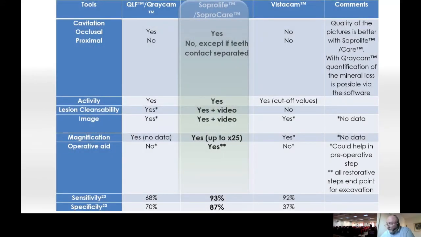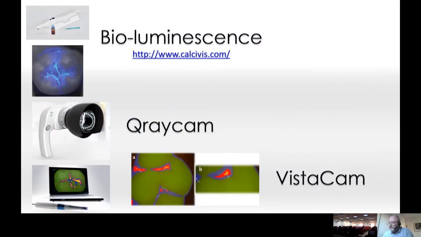So ProLife and care match with all the new clinical criteria, except for proximal lesions where teeth need to be separated with plastic wedge, ivory separator tools, or orthodontic separator. And remain few other devices like Q-Raycam, Vistacam, and Calcivis concept supposed to reveal the caries activity.